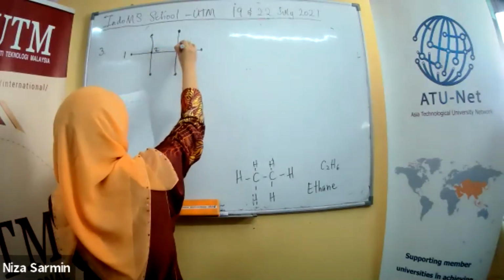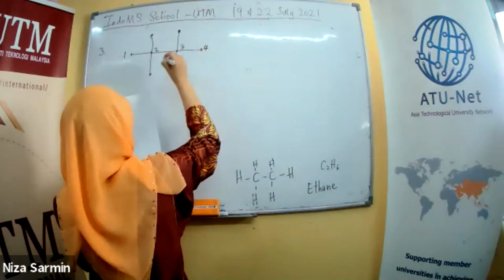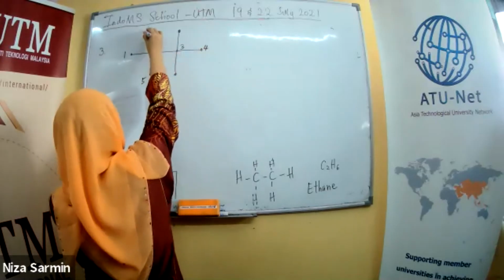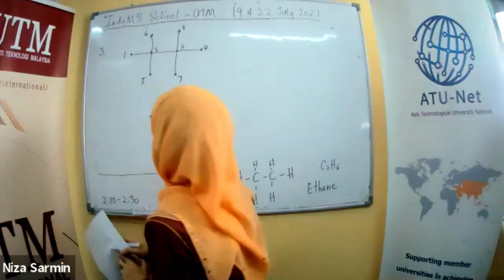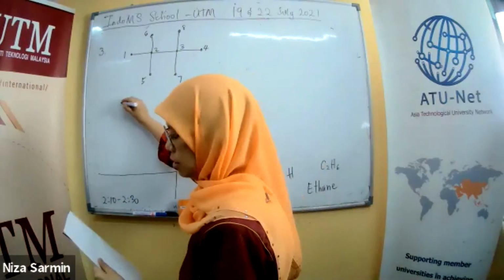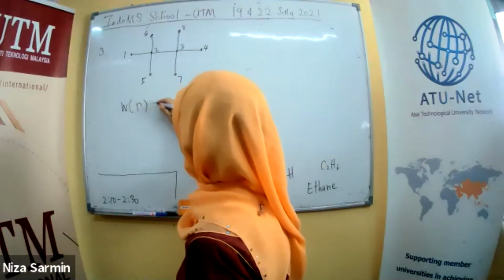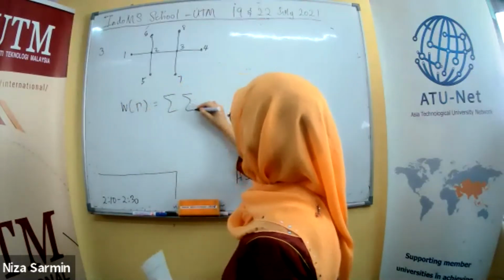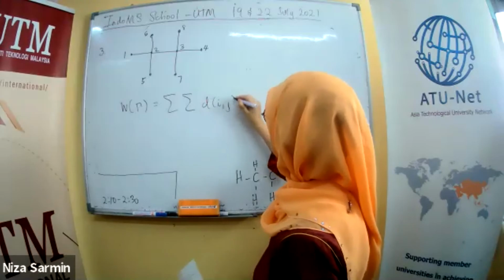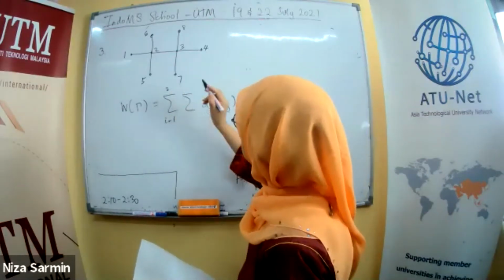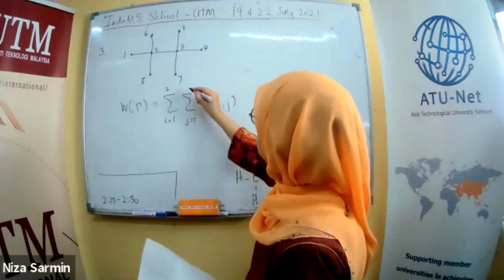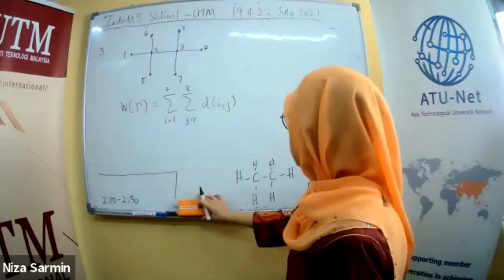1, 2, 3, 4, 5, 6, 7, 8. Yeah. So again, I put like this. Okay, I from 1 until 8, right? J from 1 until 8. Okay.